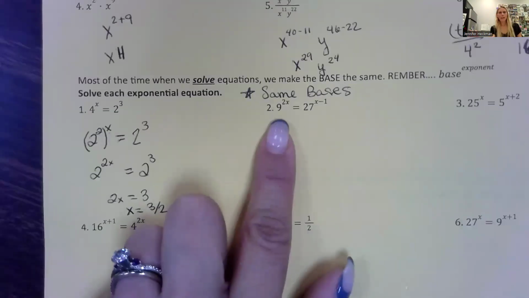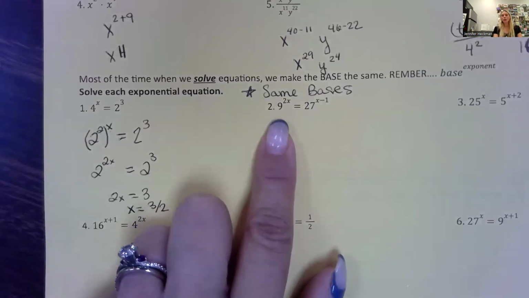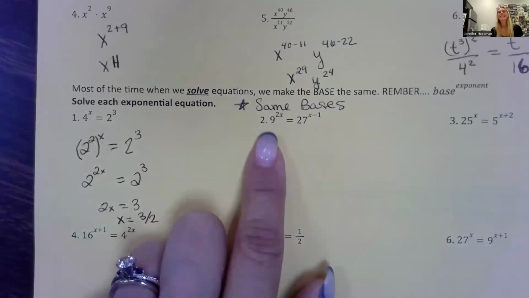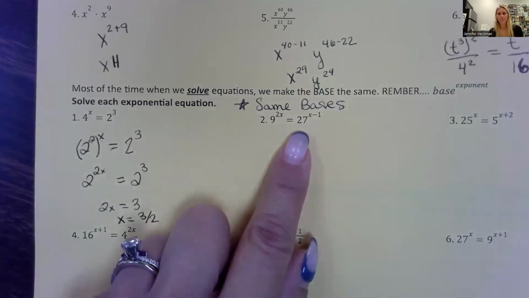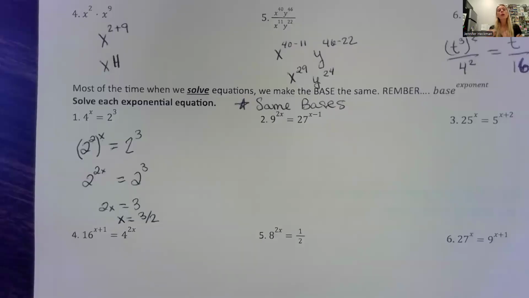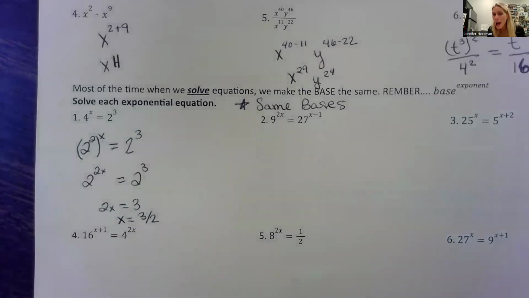Okay, magical question that I will always ask you. What do 9 and 27 have in common? Now, most people are going to be like, well, 9 times 3 is 27. Again, we're looking at what number times itself could be 9 and 27, which would be, in this case, 3.